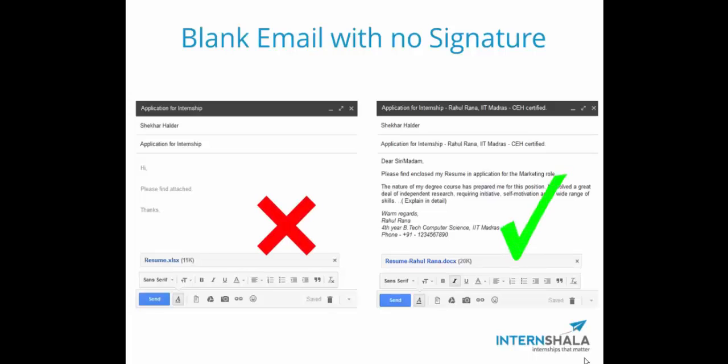Another very common mistake is improper greeting or signature. Always start a cover letter with a proper greeting like Dear Sir, Dear Madam. At the end of the email, put your complete signature including your full name, your current academic status, your phone number. To see an example, take a closer look at the image on the right.